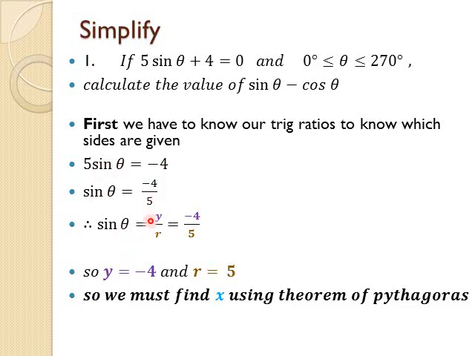Again, we need to understand that sine theta is y over r. So my y value there is given as negative 4 and my r value as 5. So from this we must find x using the theorem of Pythagoras.